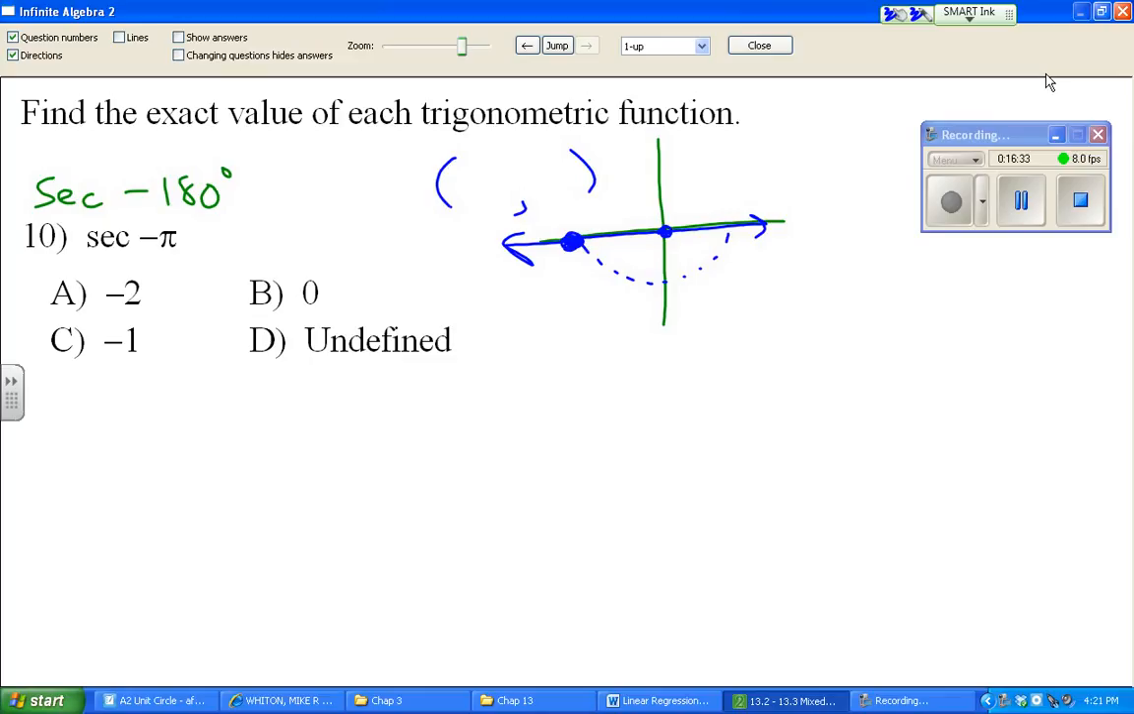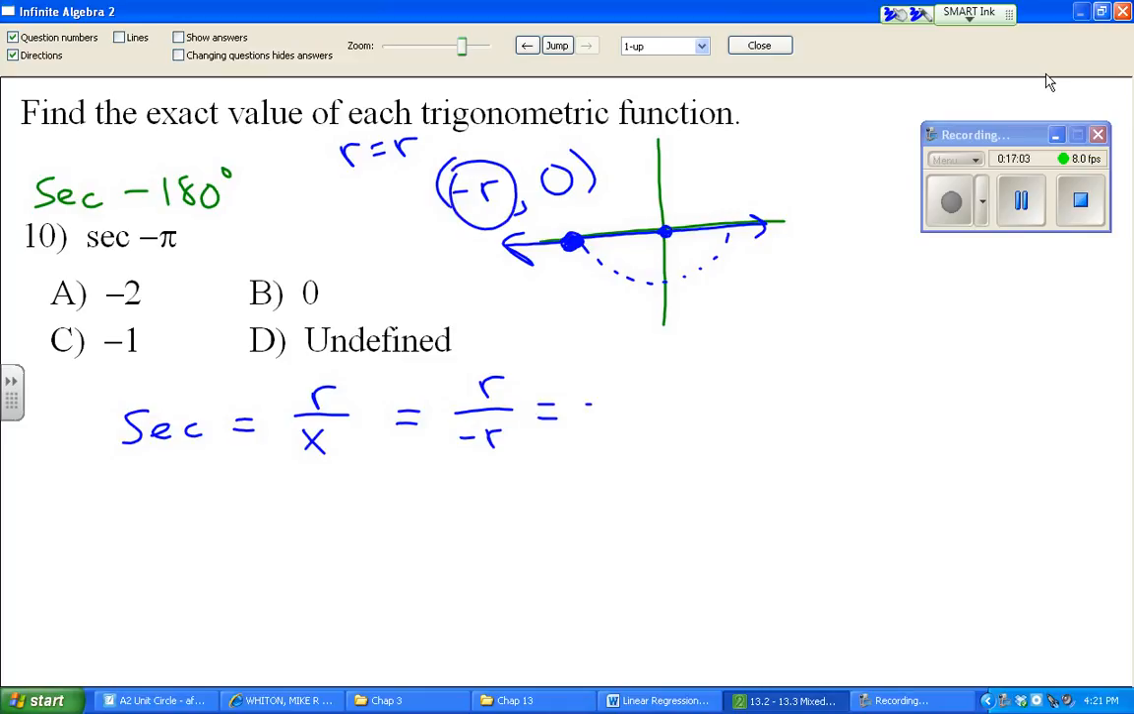This one, the y value is 0. This point is not up or down any. The y value is 0, the x value is r, but it happens to be negative because it's over to the left there. And again, r is always r. So if we want the secant, again, secant goes with cosine like the previous example. Secant is always r over x. So for our specific example, the x value is negative r, and r over negative r should simplify to negative 1.